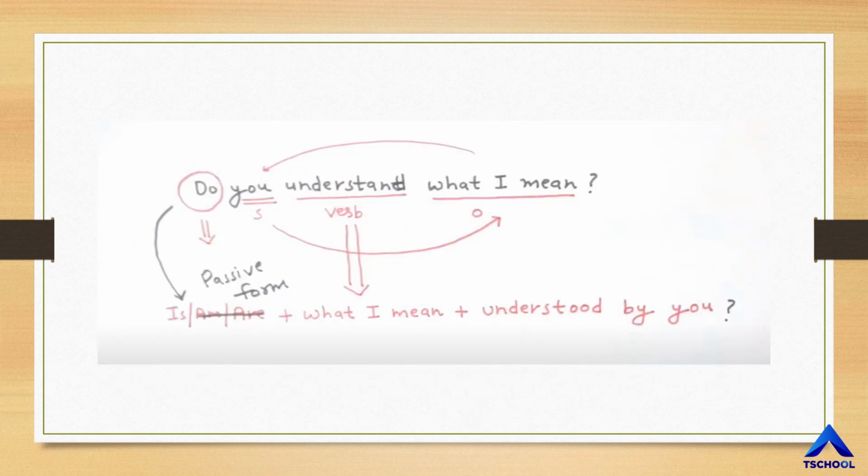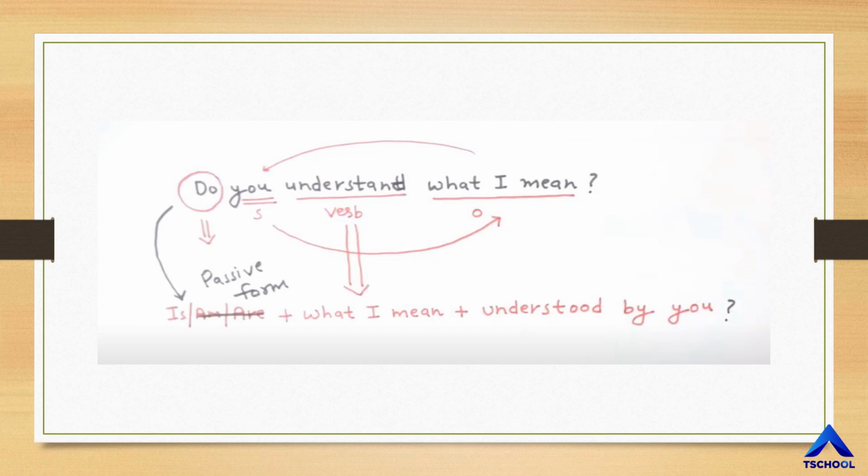Look at the example. Do you understand what I mean? Here, the question starts with do. What is the structure of the sentence? Do you understand what I mean? You is the subject. Understand is the verb. And what I mean is the object.